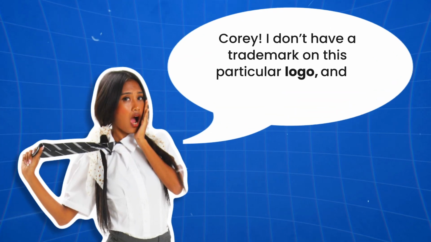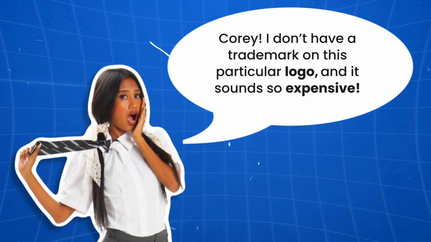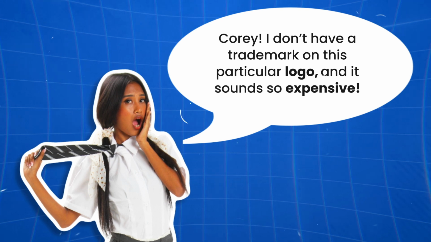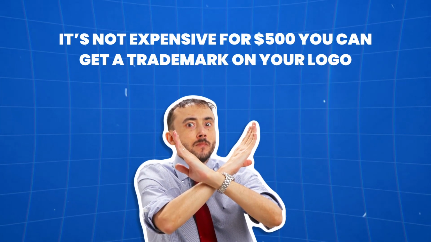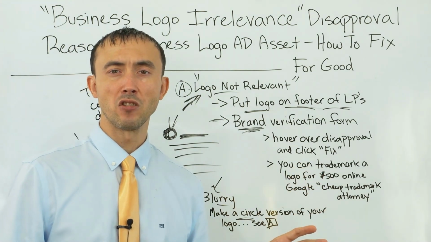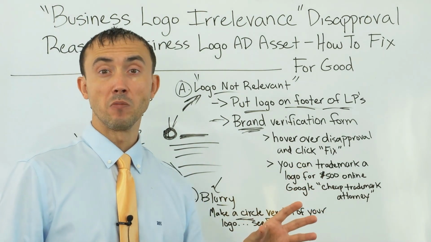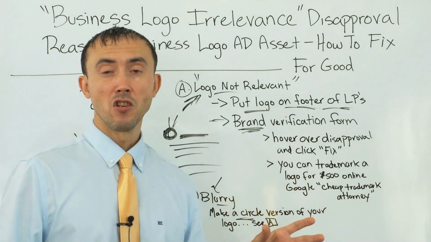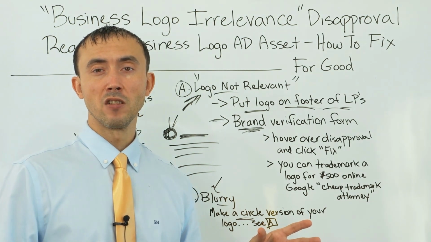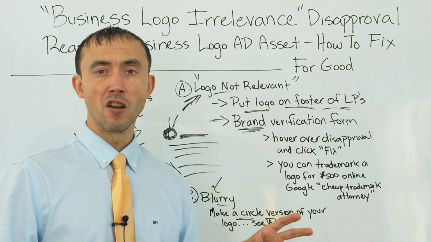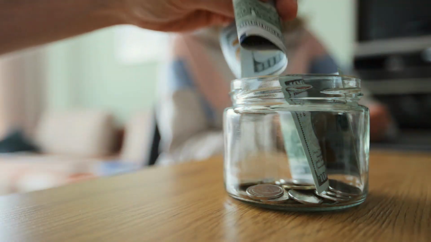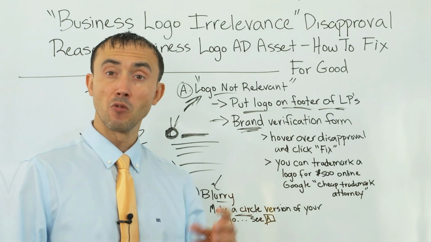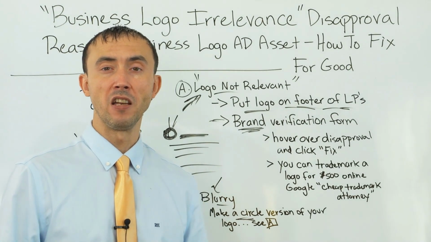You may say, well, Corey, I don't have a trademark on this particular logo, and it sounds expensive. It's not expensive. For $500, you can get a trademark on a particular logo, and if you're saying that's too much, you're being, in my opinion, stupid, because you're going to be pissing away tens of thousands of dollars by not having your logo on your ad. You're picking up pennies in front of a steamroller trying to save $500 for a trademark approval, if this is what it actually takes to get you approved.